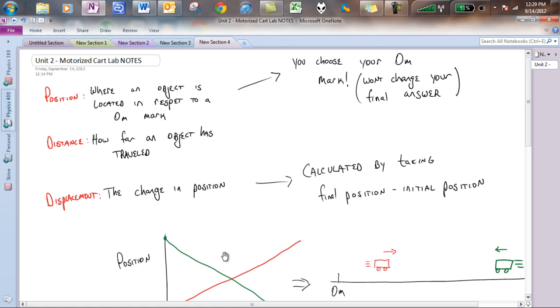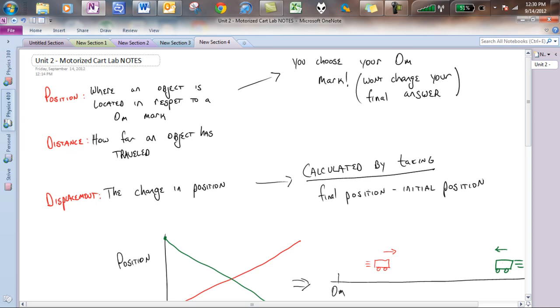Distance is, of course, how far an object has traveled. You will see this is the total amount of distance. It doesn't matter if you're going left or right. It's just a straight-out number that we are going to add everything up from. And then displacement is going to be the change in position. You'll notice that there will be a calculation for this, where you will take the final position and subtract the initial position.